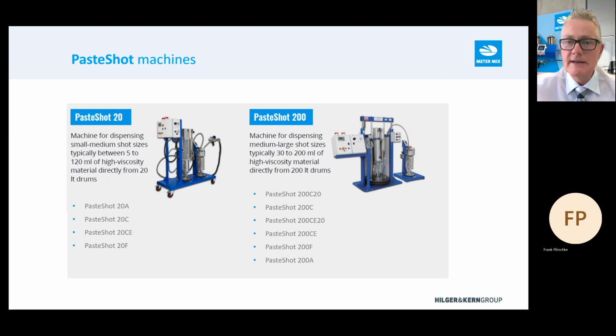We move to the 200 litre system and we have 6 different versions here. So the 200C20, 200C, these are the pneumatic versions, either in 220 or 200 versions. And then we have the electric versions, which have the E in the name. We have the F, which is the single component one. And then we have the A, which again is a paste for the A component and a gravity feed tank for the B component.